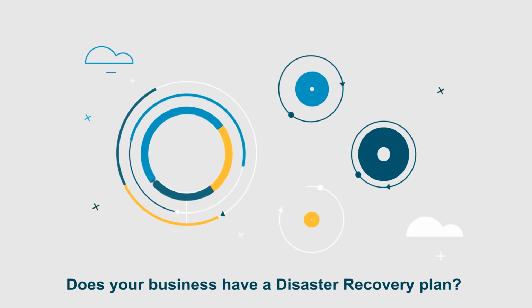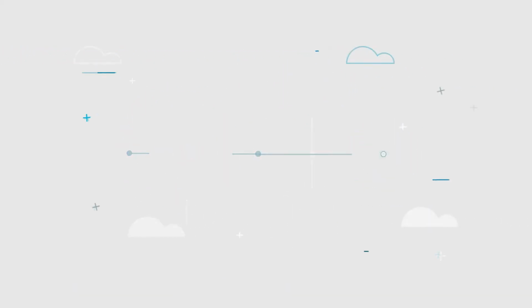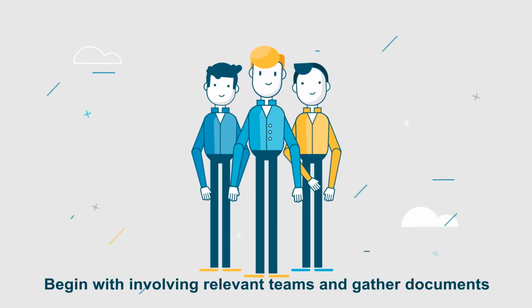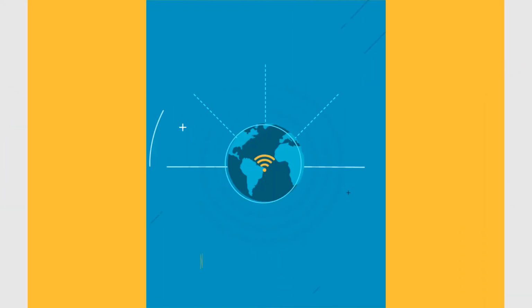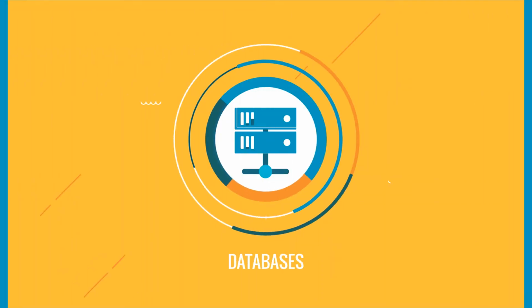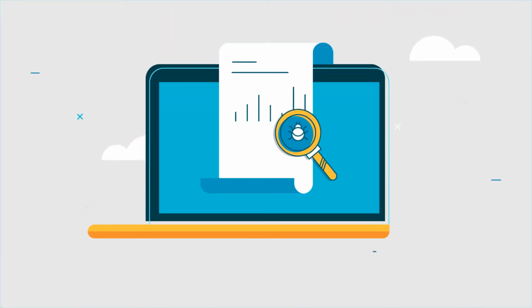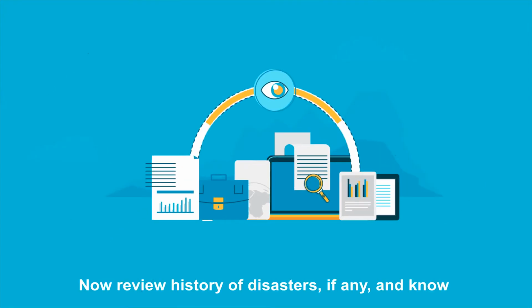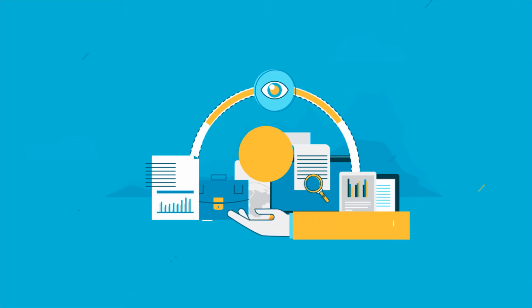Does your business have a disaster recovery plan? Let us help you develop one. Begin with involving relevant teams and gather documents like network diagrams, equipment configurations, and databases. Identify serious threats and vulnerabilities. Now, review history of disasters, if any, and know how the company handled them.